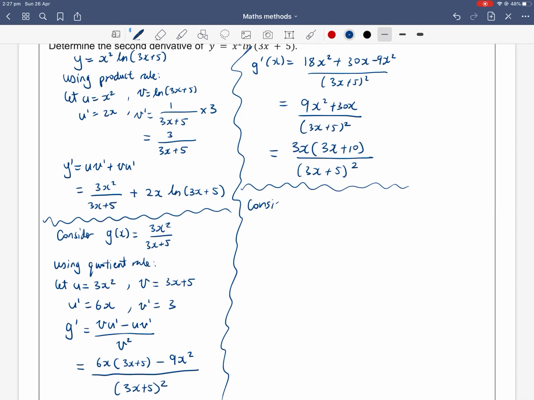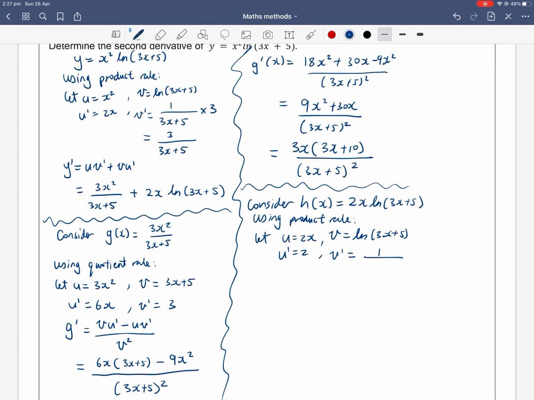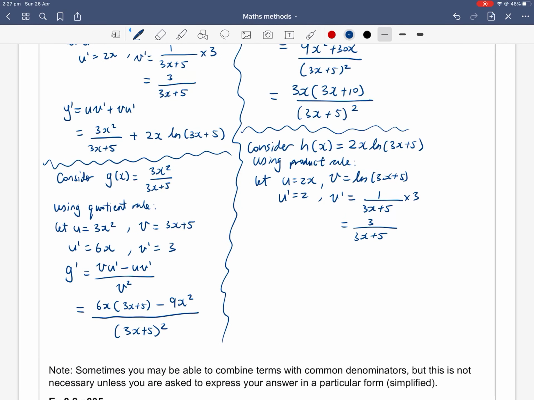So I'm just going to consider, I'm going to call it h because it's a different function, 2x times ln of 3x plus 5. Again, because it's a product, I'm going to use a product rule. So using product rule, let u equal 2x, so u dash is 2. Let v equal ln of 3x plus 5, so v dash is 1 over 3x plus 5 times the derivative of the inside, which is 3.